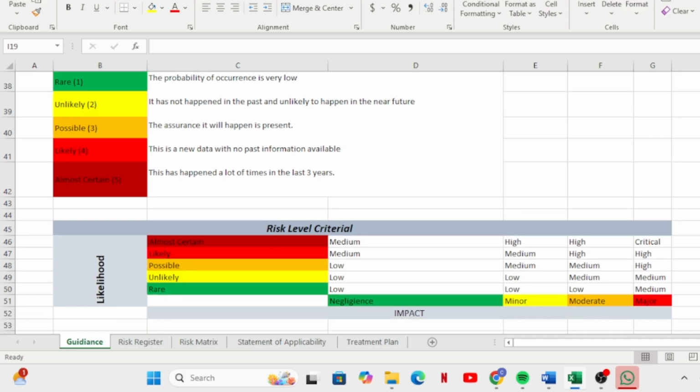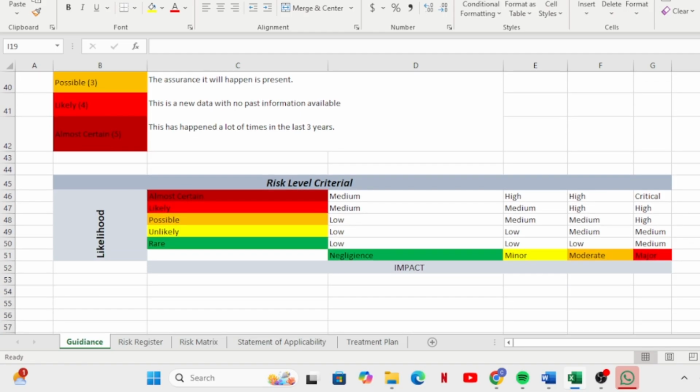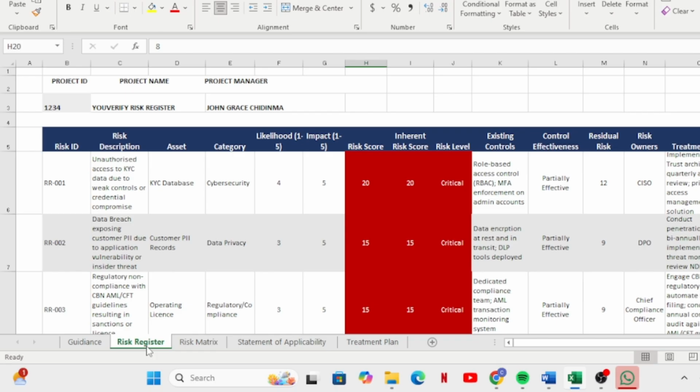And we have the risk level criteria. Yeah, so this is for the guidance sheet. Then let's move to the risk register. Here, I identify major risks affecting Youverify, including API breaches, compliance failures, fraud risks, and third-party vulnerabilities.